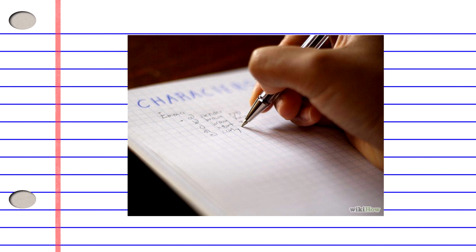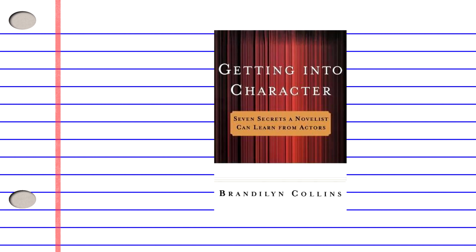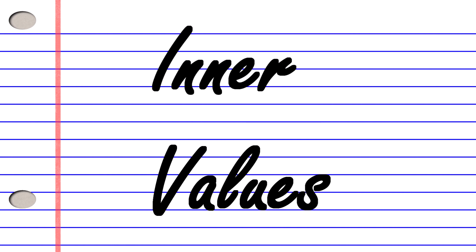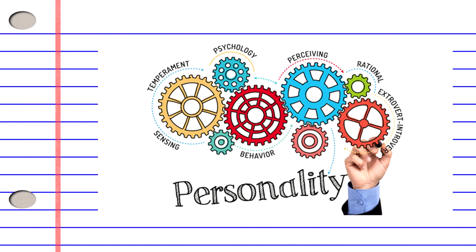The biggest trouble I had for the longest time with characters was that they tended to be rather bland. Outside of design, not much set them apart from each other. But finally came the book Game to Character: 7 Secrets a Novelist Can Learn from Actors by Brandon Collins. Like in the composition video, I will only be showing minimal parts of this and highly urge you to read it yourself. In the book, a major facet that's discussed is inner values, the core truths of the character, what drives them and how they see the world. When you figure this out, the character's personality becomes more forthcoming and understandable.